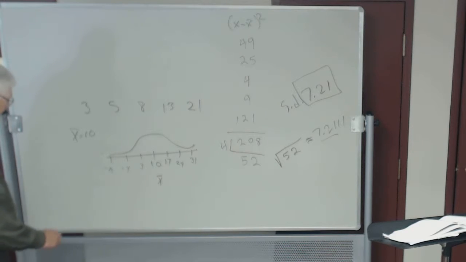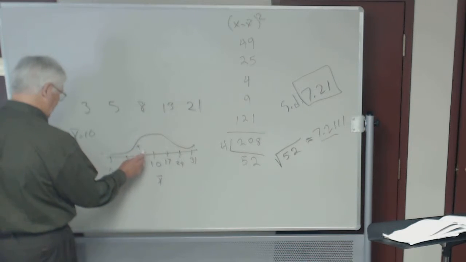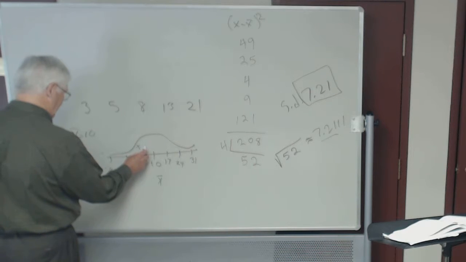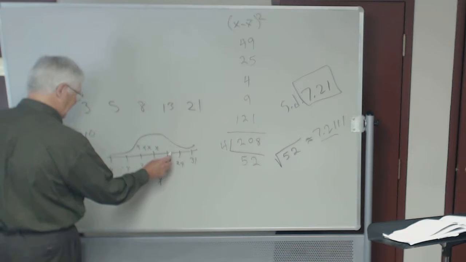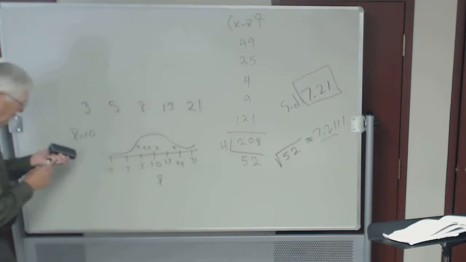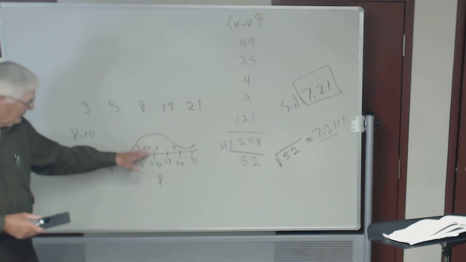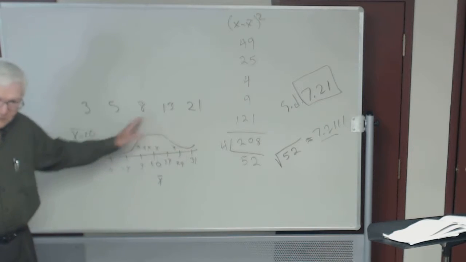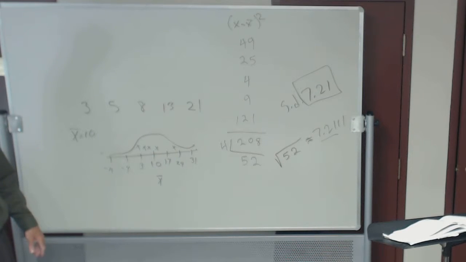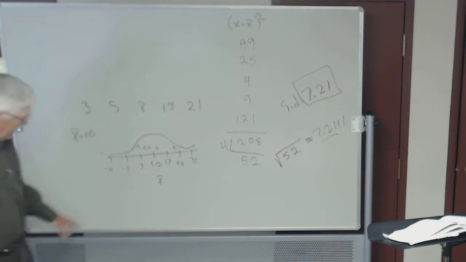Now let's look to see what our scores are. We have a score of 3. We have a score of 5. We have a score of 8. We have a score of 13. And we have a score of 21. Can you see where, when we only have 5 scores? If we had 1,000 scores, it would look more like that normal curve. So that's how this stuff fits in with the rest of what you're learning about standard deviation.